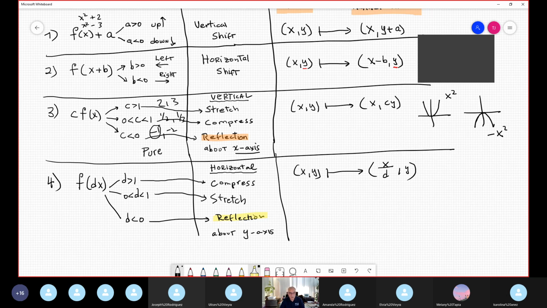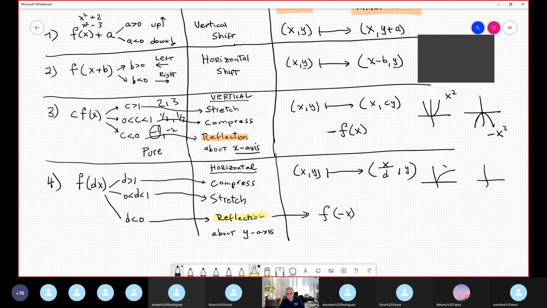However, in the horizontal reflection, in the function, you put the negative inside. In the vertical one, you put a negative outside. So the effect is different. Let me explain, not in the parabola. You say, why not, Professor? Well, because the parabola is an even function. Okay, let me explain in the square root function.